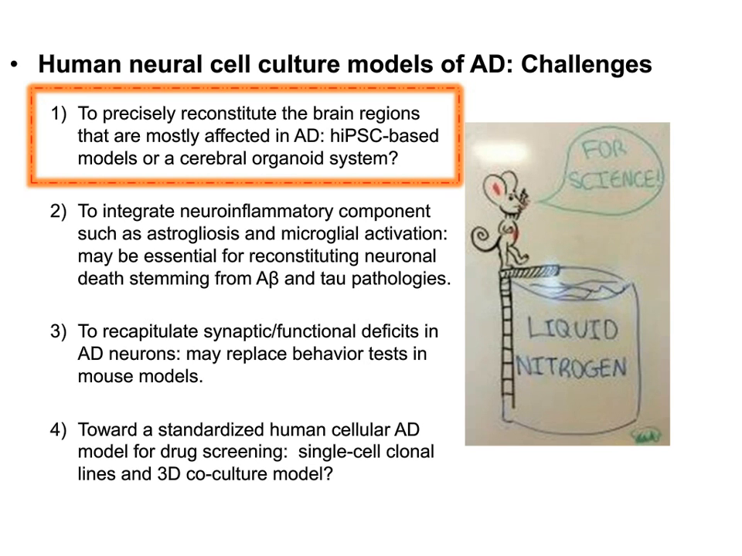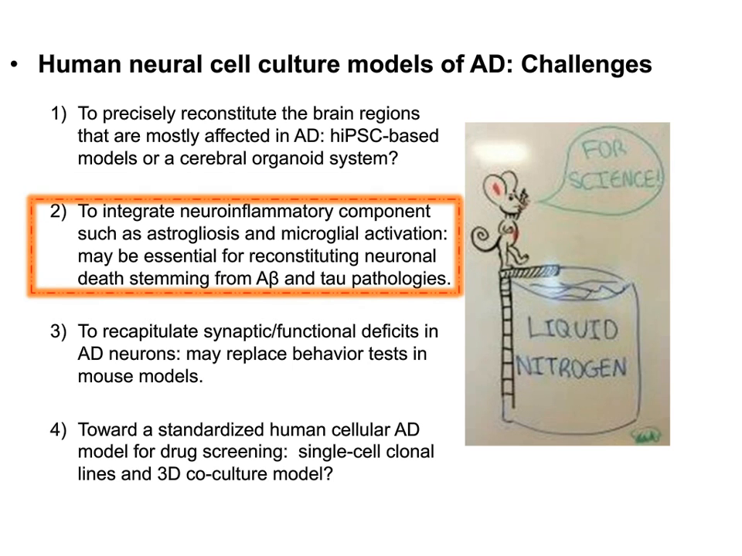And another thing is to integrate neuroinflammatory components. And as you know, our cells cannot differentiate into microglia cells. So this system has astrocytes and neurons, but does not have a microglia component, which, based on the A beta hypothesis, its activation of the microglia and astrocytes is very essential for the neurodegeneration. So that is another challenge for the future.